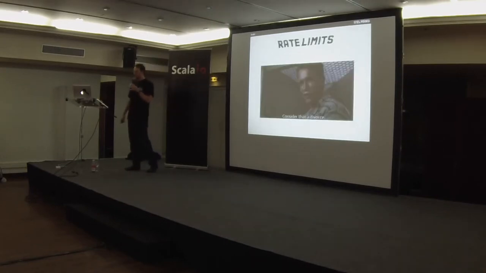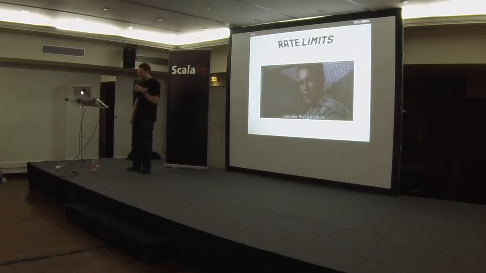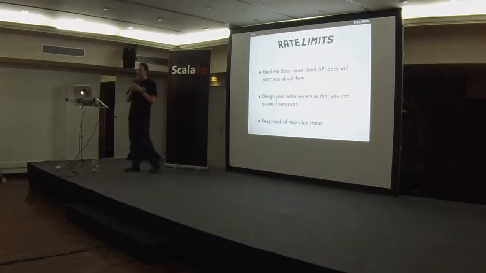There's one interesting thing here about rate limits. When you get banned because you went too hard on one API. For this, you can read the documentation and hope that they're going to document how many requests you can do in a given time window. And what's important here is you need to design your actor system, or the whole migration system, so that you can take into account these limits. Otherwise, you will have your IP banned, and that's not good.